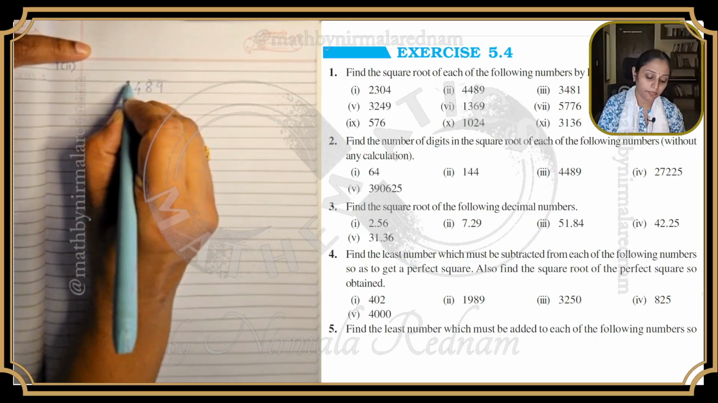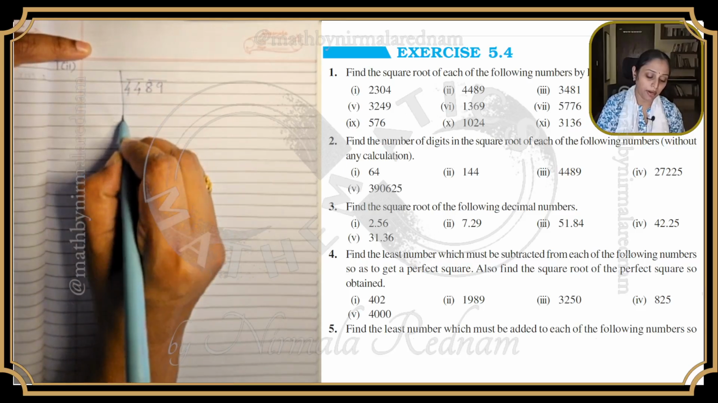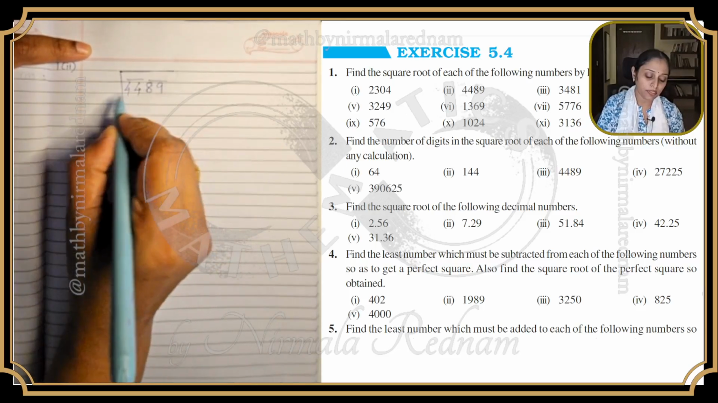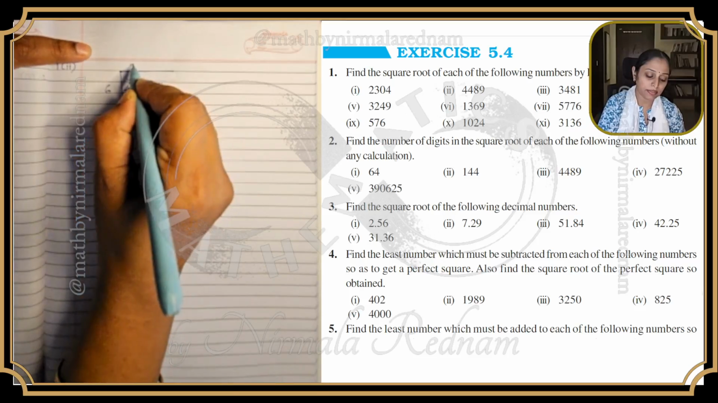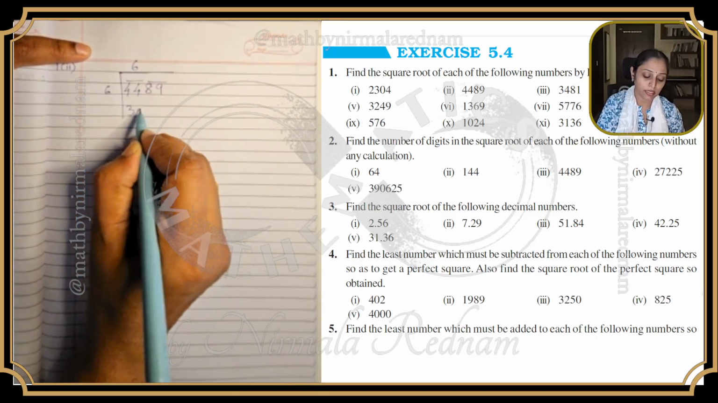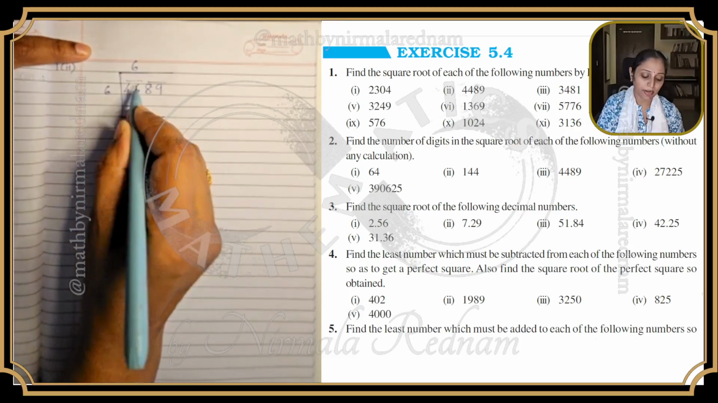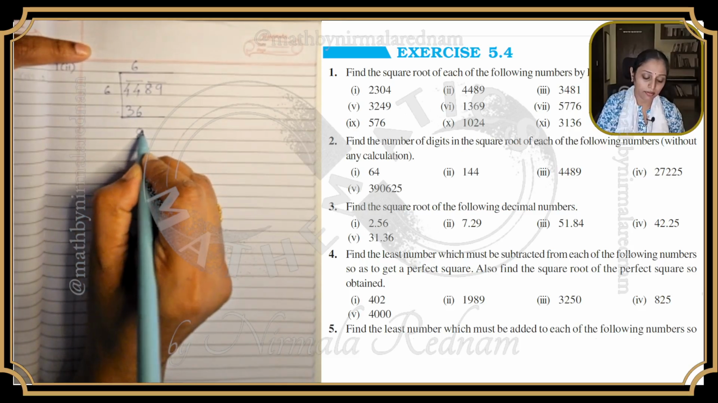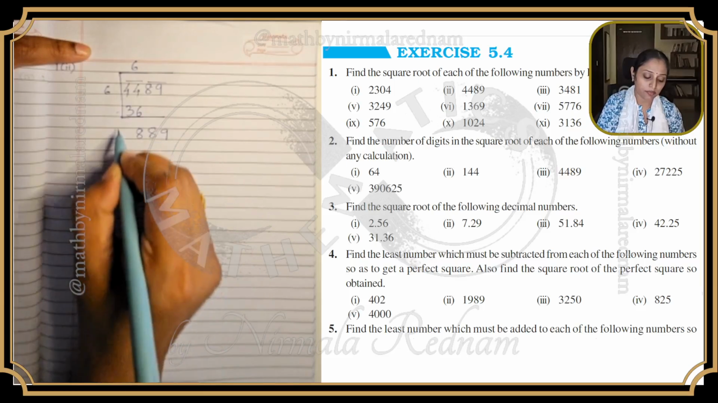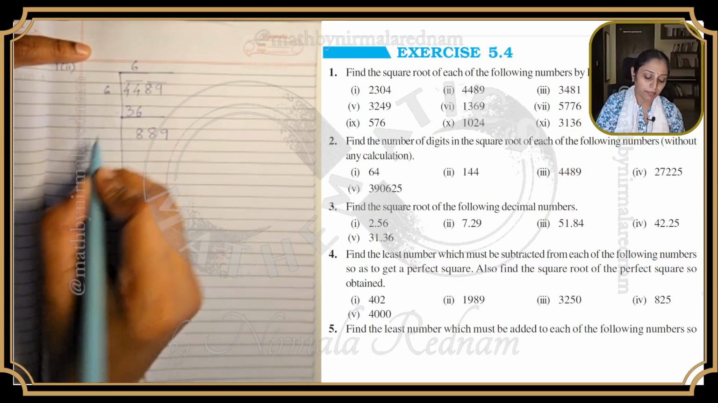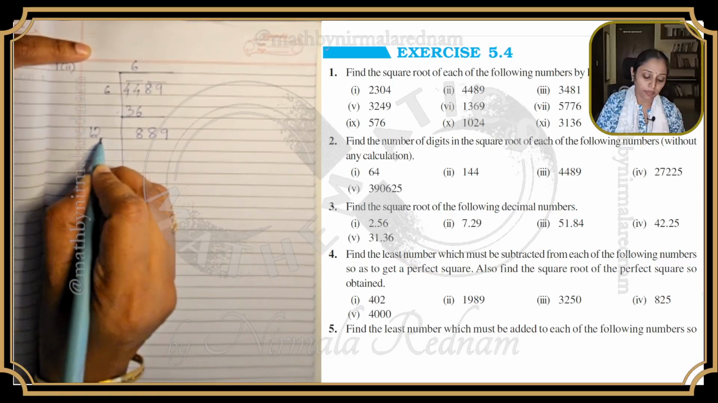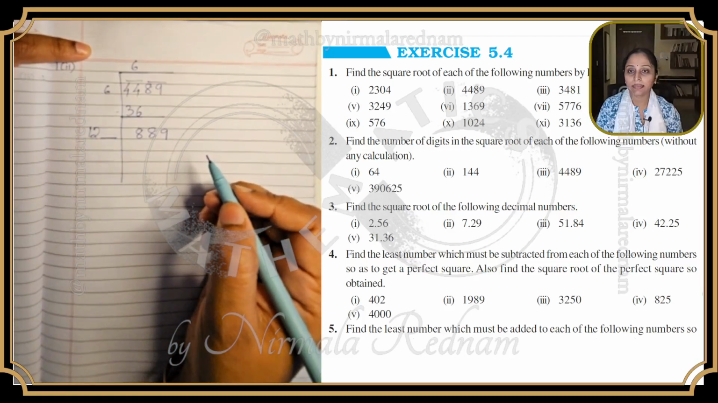4489. First step is I'm going to put the bars. And then what is the closest perfect square to 44? It is 36. 6 into 6 is 36. So when I subtract these two, I have 8. I'm going to bring down the next bar, right? And double of 6 is 12. And I have to figure out the next digit.